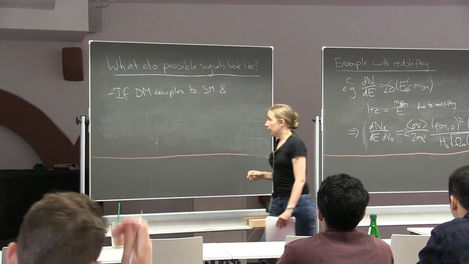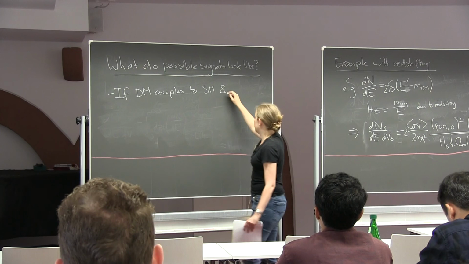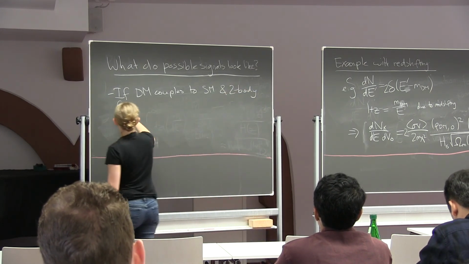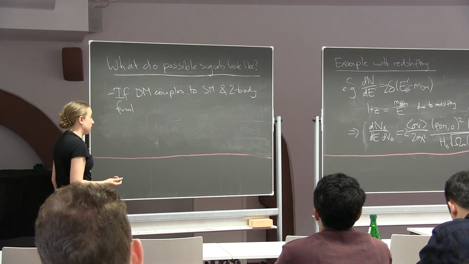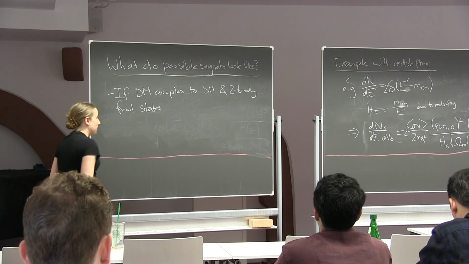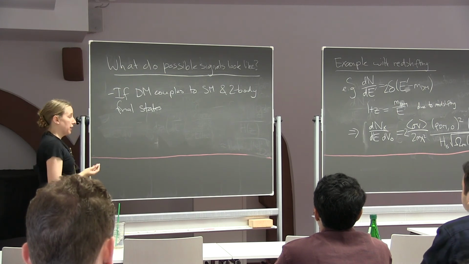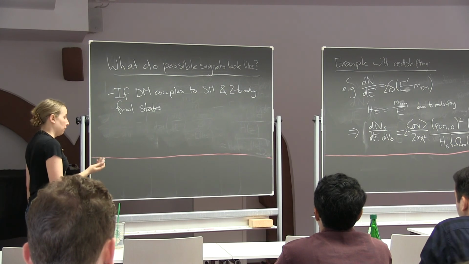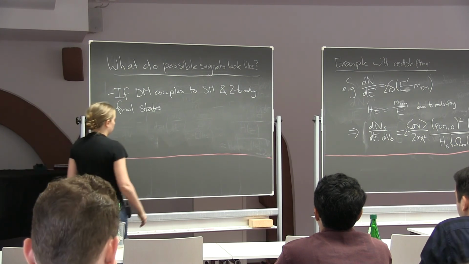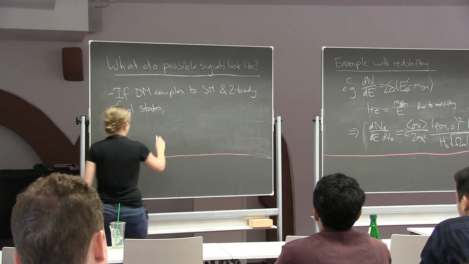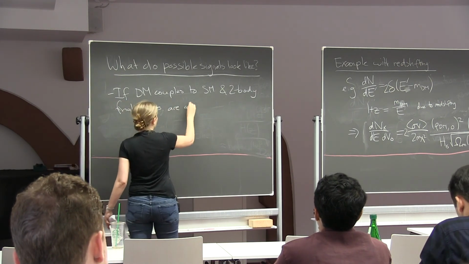and there are allowed two-body final states, that's the smallest number of particles in the final state that you can generally have that conserves energy and momentum. Adding more particles to the final state will add more powers of the coupling. You'll have a larger, more complicated phase space factor. So generally, if the dark matter couples to the standard model and two-body final states are allowed, they will usually dominate.